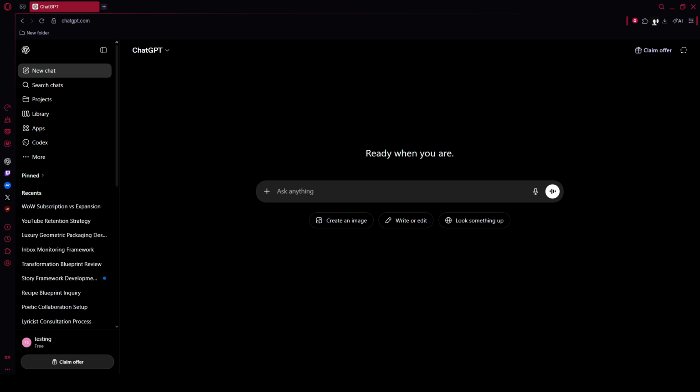Next, prepare your arguments with the perspective generator prompt. This helps you avoid tunnel vision and spot blind spots before they surface in the room. Paste this prompt and fill in your topic. Act as an objective debate coach, panel moderator, and critical thinker. I am participating in a group discussion about insert your topic here.